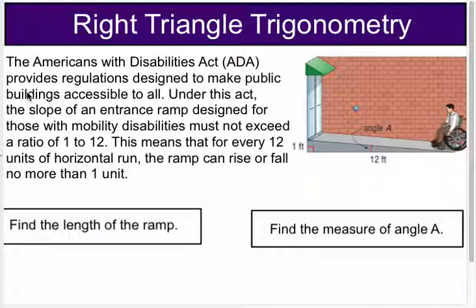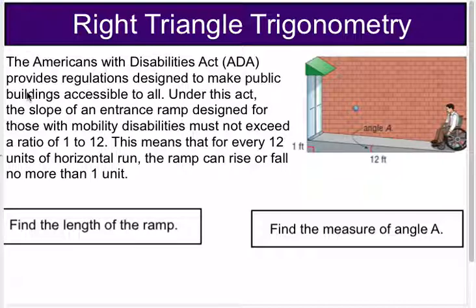The Americans with Disabilities Act provides regulations designed to make public buildings accessible to all. Under this act, the slope of an entrance ramp designed for those with mobility disabilities must not exceed a ratio of 1 to 12. This means that for every 12 units of horizontal run, the ramp cannot rise or fall more than 1 unit.